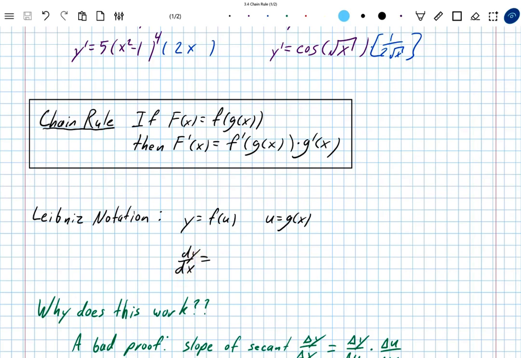All right, so what Leibniz notation tells you, Leibniz was a smart dude. He spent a lot of time thinking about how to make notation help and work for you. So Leibniz notation tells you that dy/dx is equal to dy/du, the derivative of this y function with respect to u, times du/dx, the derivative of u with respect to x. Or in other words, the second part here is really just g prime. And this part is what you'd get if you took the derivative of f and just plugged in u instead.